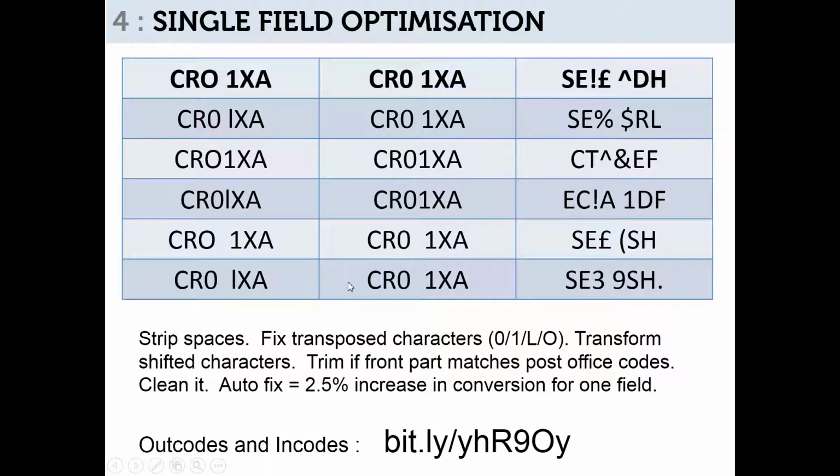Anyway, some interesting information on outcodes and incodes if you're doing postcode optimization. That will pretty much show you how you can work out what the user means even if they can't type.